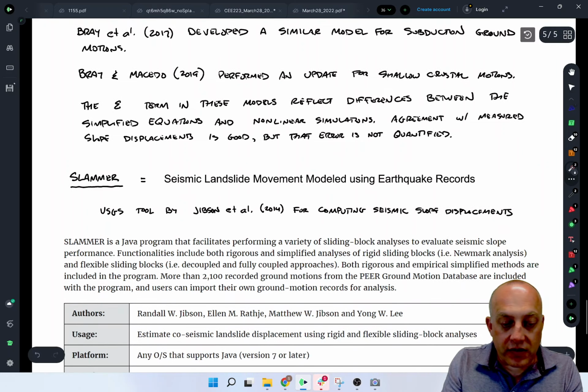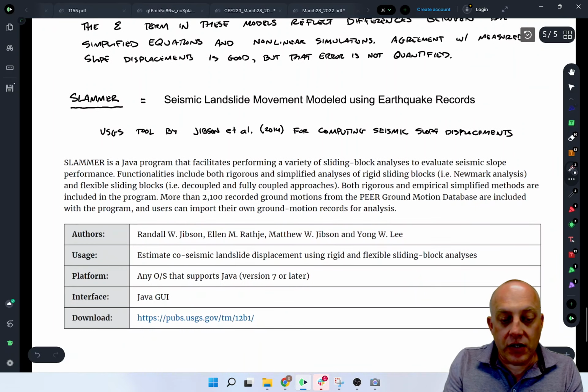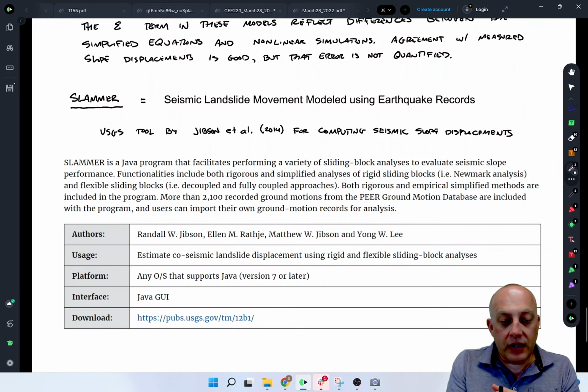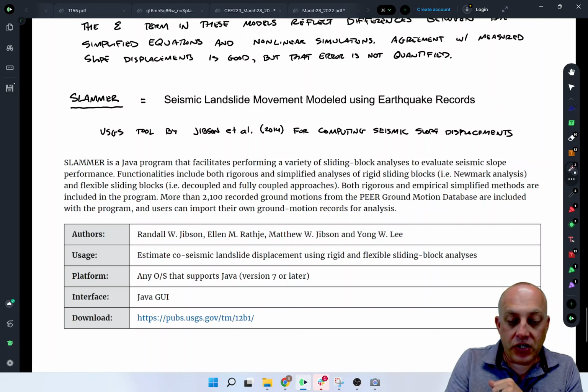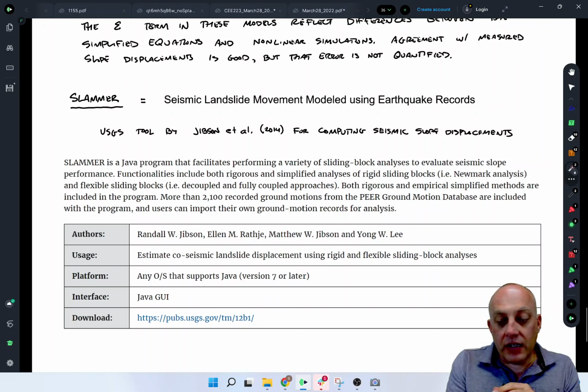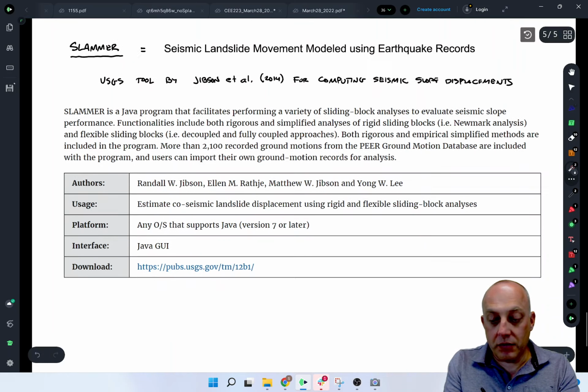Then there's this tool called Slammer. This is a USGS product by Gibson, Ratji, Gibson, and Lee. And so you can go and check out this Slammer tool. It has methods for computing slope displacements. It has ground motions from the PEER database, and so it's a nice tool too for doing these sorts of simulations.